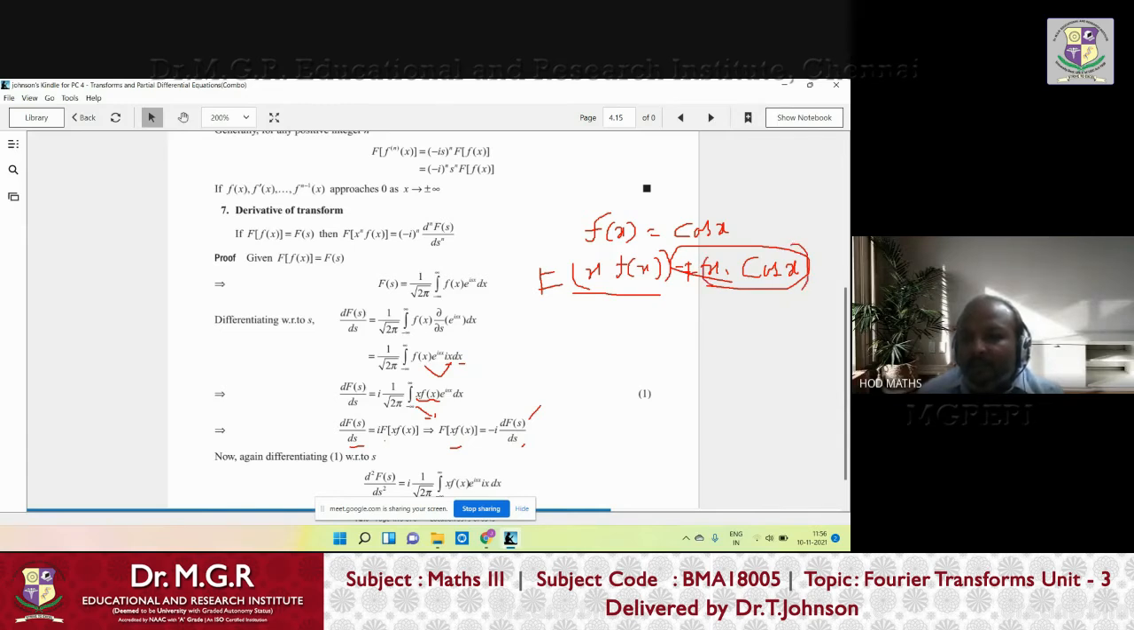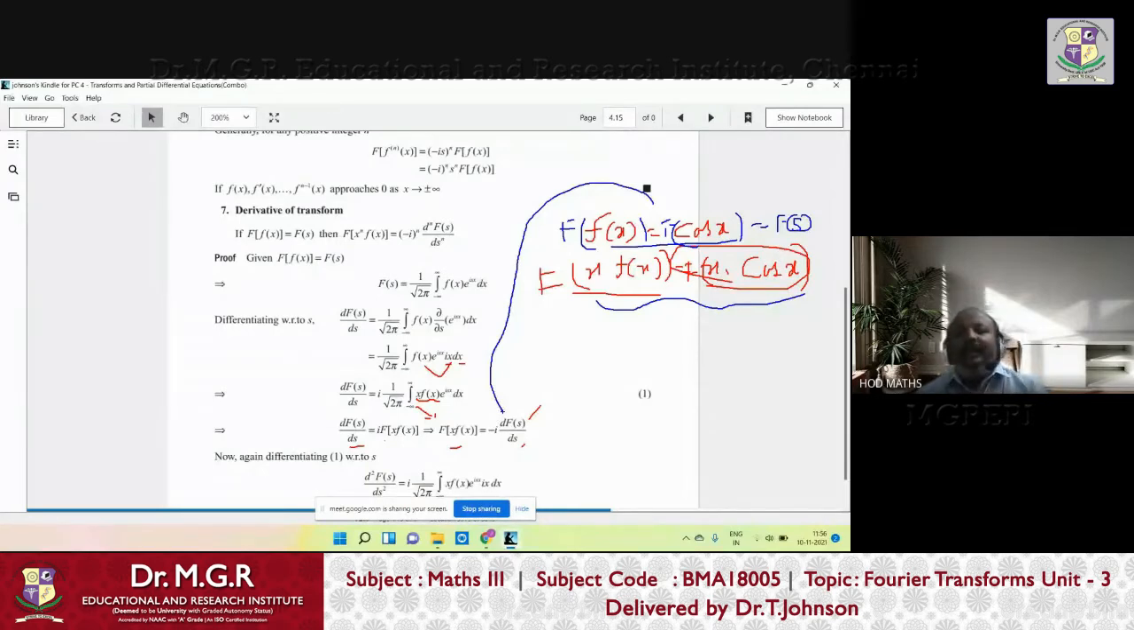if you want to find this, then no need to find this again. You just find Fourier transform of f of x, that you already know. Suppose you already know Fourier transform of cos x, that is F of s, then whatever F of s you already have, differentiate that F of s one time with respect to s, and then multiply by minus i, then you will get the Fourier transform of x into cos x.